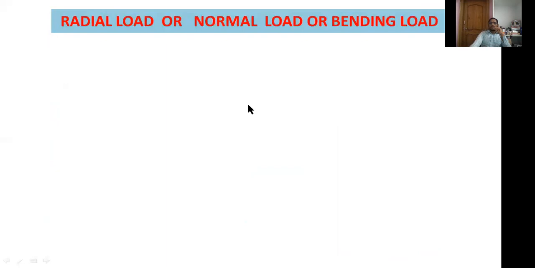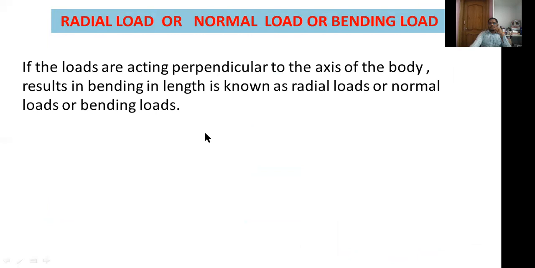Now radial load or normal load or bending load. Radial loads: if the loads are acting perpendicular to the axis of the body, resulting in bending, it is known as radial loads or normal loads or bending loads. It is very important. Radial loads are also called normal loads or bending loads.